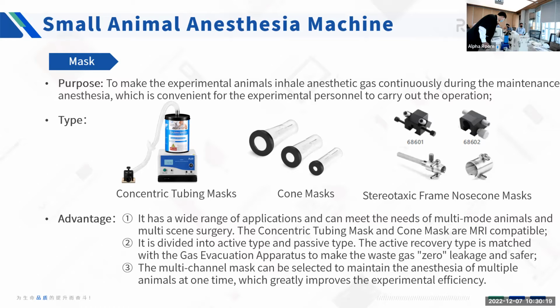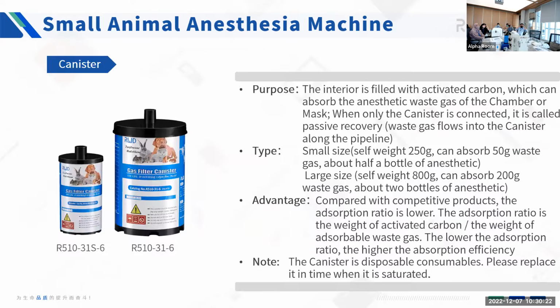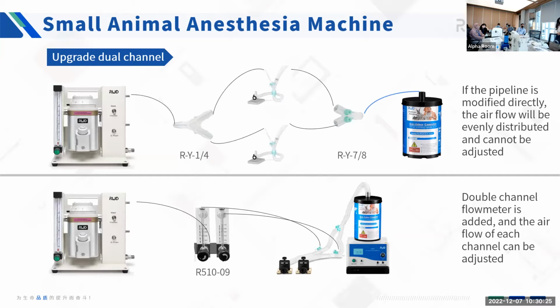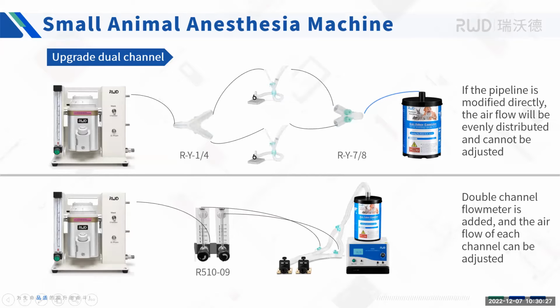Okay. And if you want to do more than one animal at the same time, just let them all inhale the anesthetic gas. It means we only need to divide the anesthetic gas into several parts through the pipe. This adapter will distribute the gas path evenly, and this double channel flow meter can adjust each channel.